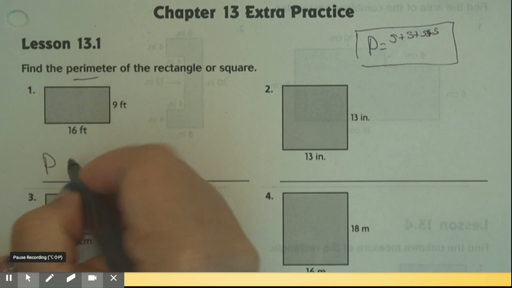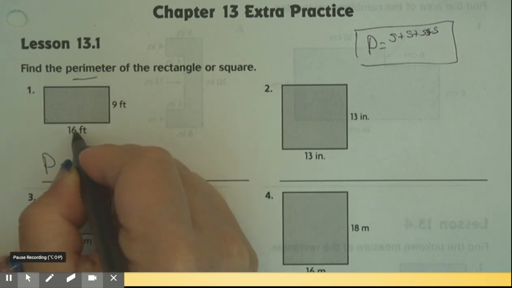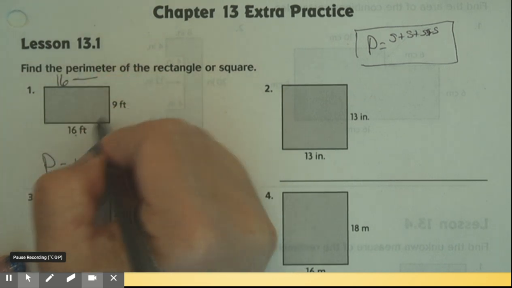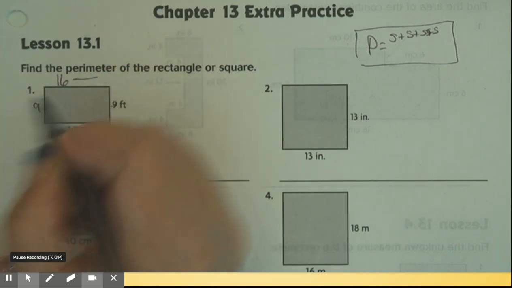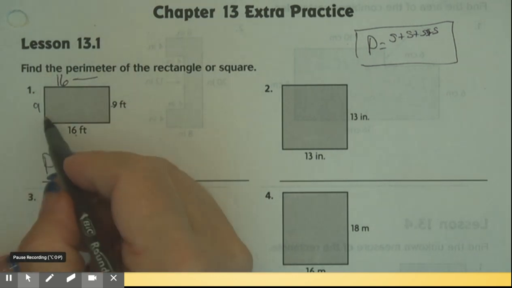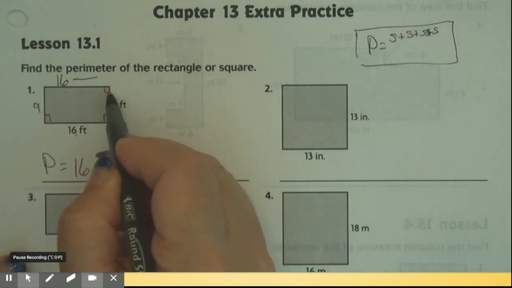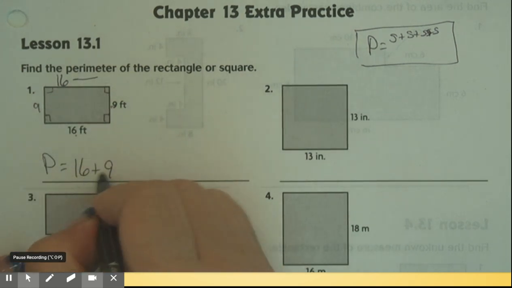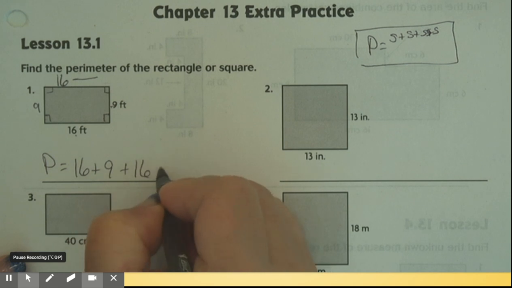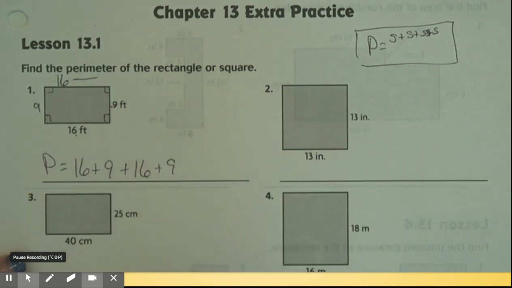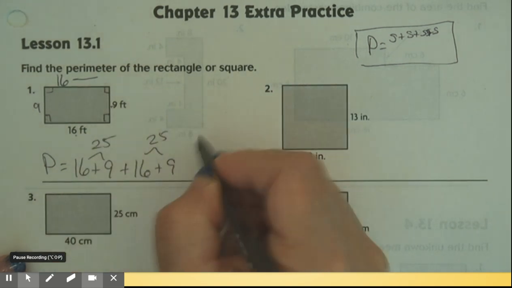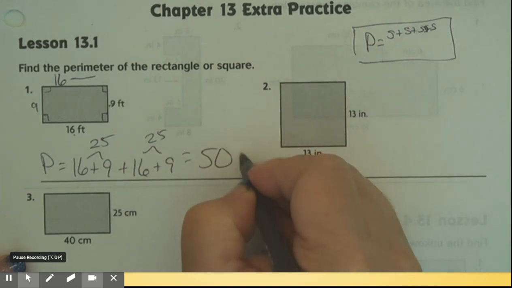So perimeter here would equal 16 plus 9. Now if this is 16, I know that this is 16. If this is 9, I know this is 9 because these are right angles. And that means that the opposite sides are congruent. They are the same. So there are more than 2 sides. Don't forget, there are 4 sides to a rectangle. So you would have to add 16 2 times, 9 2 times. When you add 16 2 times, you get 25 plus 25, which equals 50 feet.